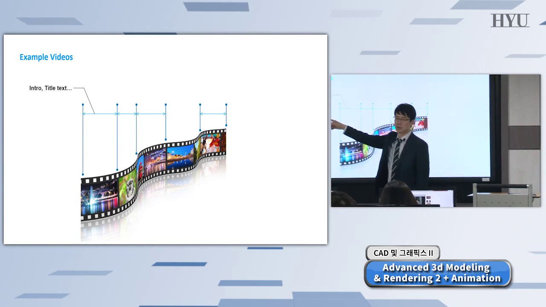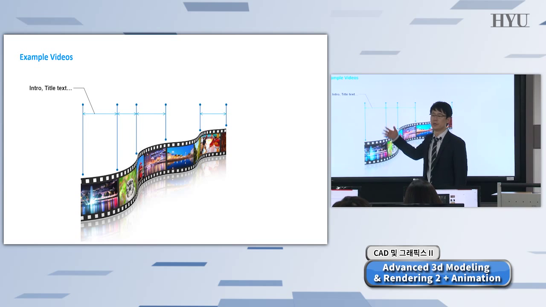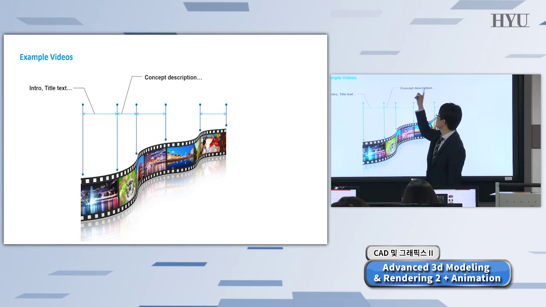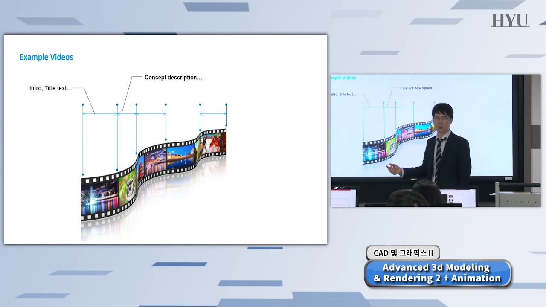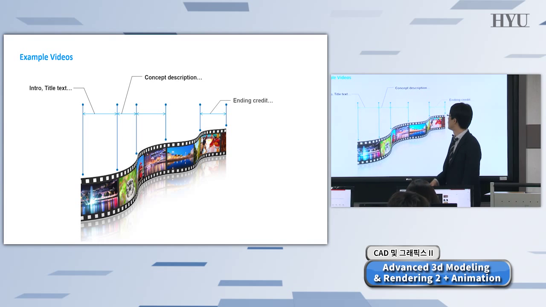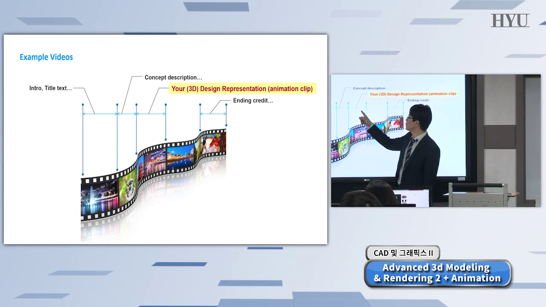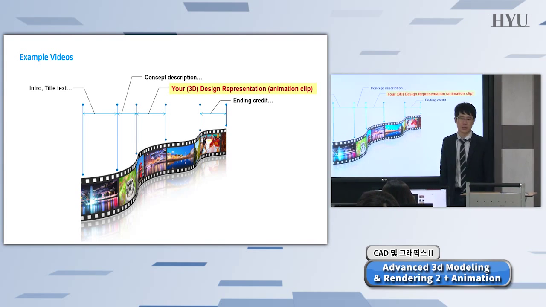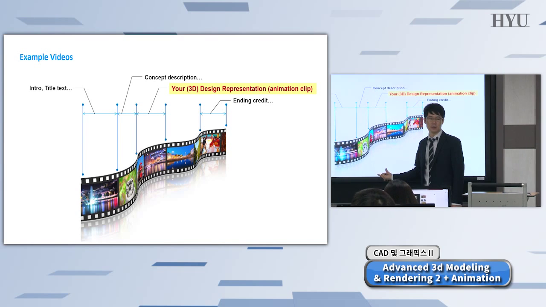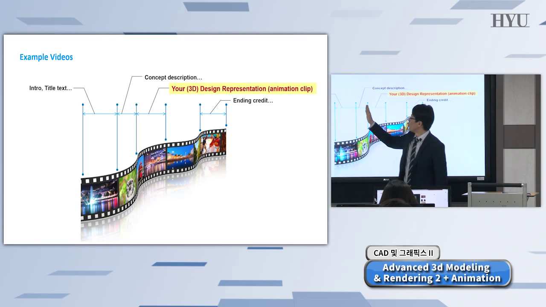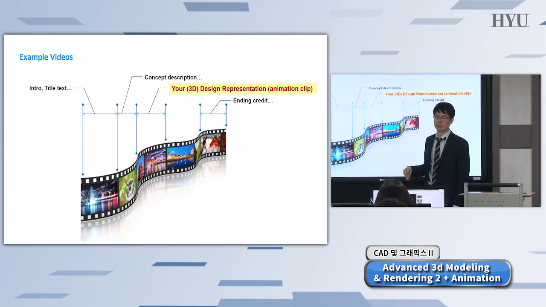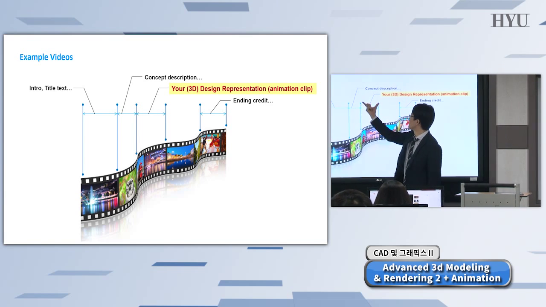Typically, it has an introduction, title text, some brief overview, and it has concept description using background music and its own diagramming, okay? Or your own videos or pictures. And this one usually has an ending credit, some more information. But the most important part is your design representation, your 3D model, still images, or working animation, whatever, okay? Take a look. All other parts can be created by video making tools. But take a look at this part, your 3D model.